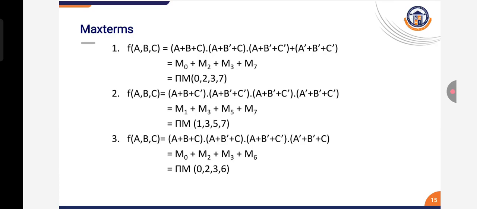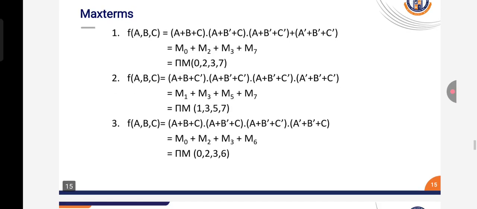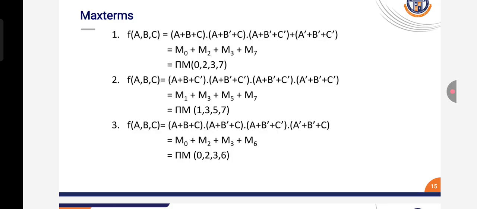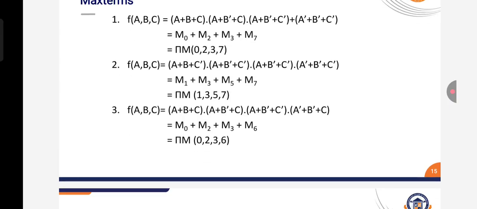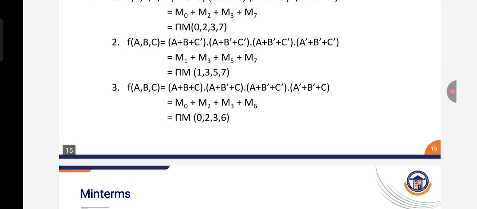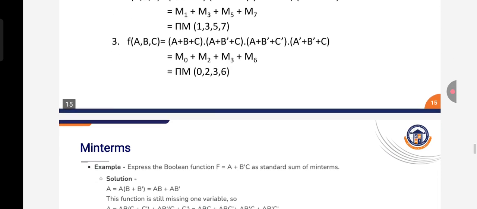So f of a, b, c is equal to (a + b + c)(a + b' + c)(a + b' + c')(a' + b' + c'). The corresponding max terms are 0, 2, 3, 7. Similarly, for the second Boolean function the max terms are 1, 3, 5, 7, and for the third Boolean function the max terms are 0, 2, 3, 6.